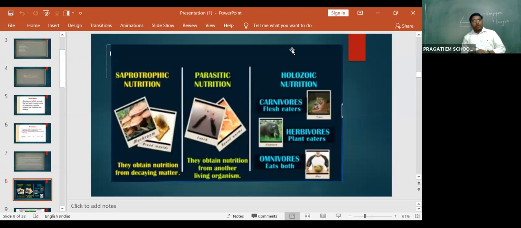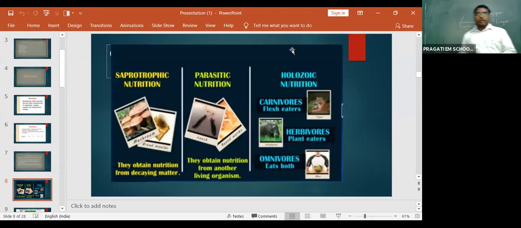They depend on dead and decaying matter. Those organisms which depend on dead and decaying matter are considered saprophytes. Those are called saprophytic organisms. This process of obtaining food from decaying matter is nothing but saprotrophic nutrition.